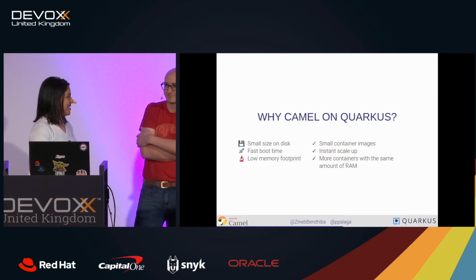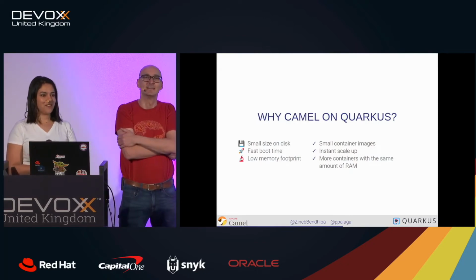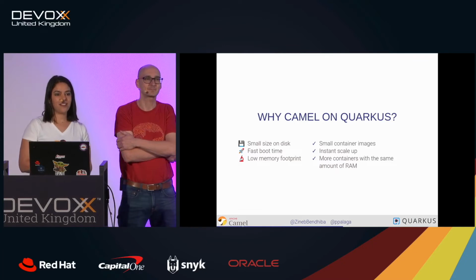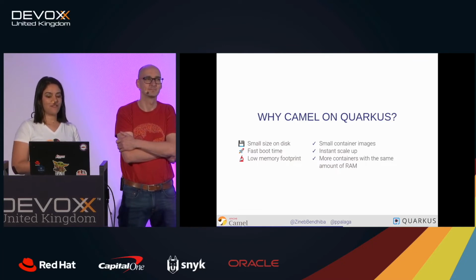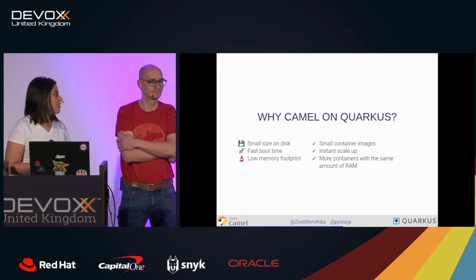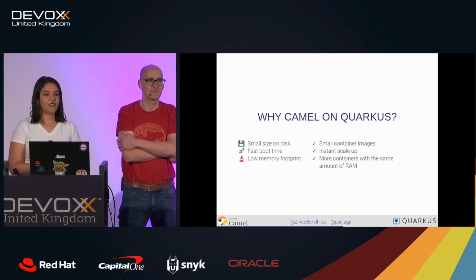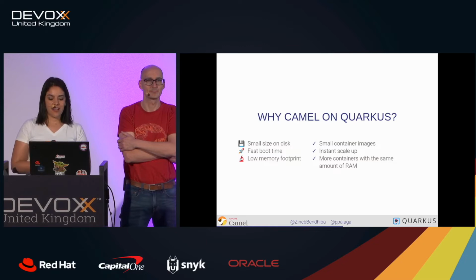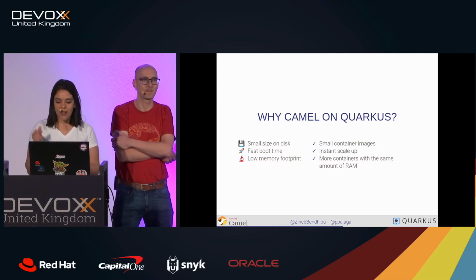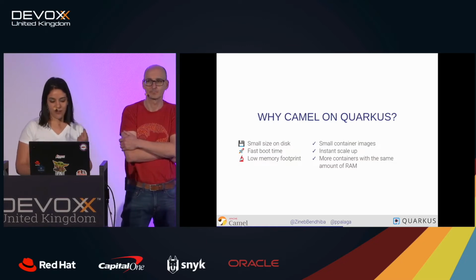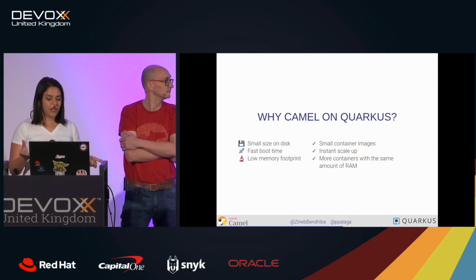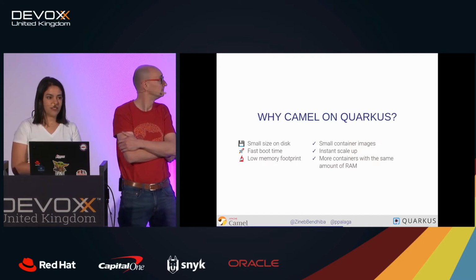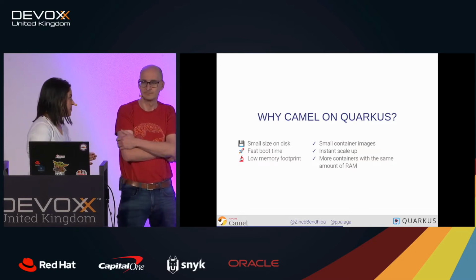But why use Camel on Quarkus? Because we will have a small size on disk for our apps, so we can have small container images. We have fast boot time, so when we are on Kubernetes, it can scale up instantly. We will see later how fast the application will start. And because we will have a low memory footprint, we can put more containers with the same amount of RAM and the same amount of money.